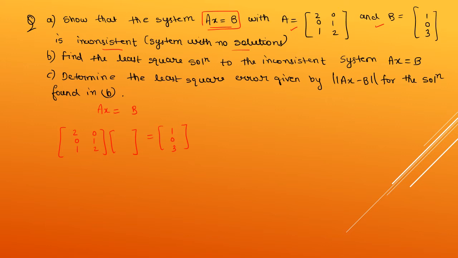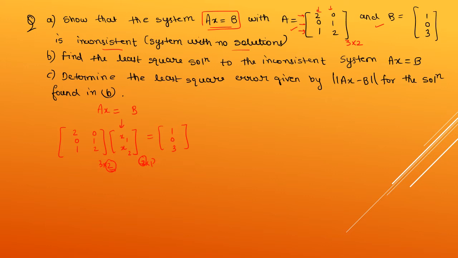Now, you will see the order of A is what? There are 3 rows and 2 columns, that means 3 by 2. So the order of the x matrix should start from 2, because these two numbers need to be the same. And because x is a column matrix, we will have only one column. So the order will be 2 by 1. We can have two values of x in one column. Now find the values of x1, x2.